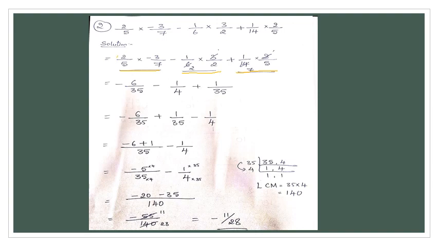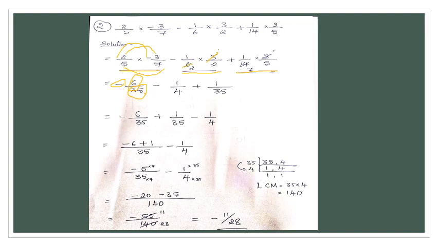Children, see, the symbol plus into minus is equal to minus. Then 2 3s are 6. Numerator is 6 itself. Then multiply the denominators: 5 7s are 35. So the simplified form of these two is minus 6 by 35. Then children, in the second group, write down the minus as it is.